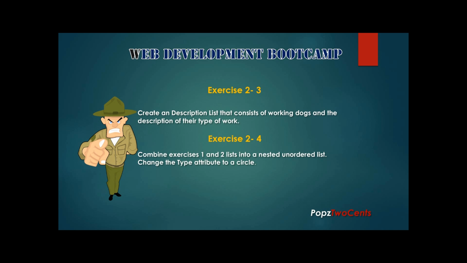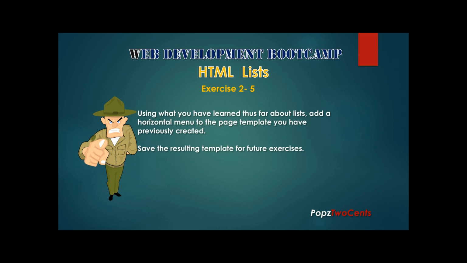Exercise 2-3. Create a description list that consists of working dogs and description of their type of work. Exercise 2-4. Combine exercises 1 and 2 into a nested, unordered list. Change the type attribute to a circle. Exercise 2-5. Using what you have learned thus far about lists, add a horizontal menu to the page template you have previously created. Save the resulting template for future exercises.